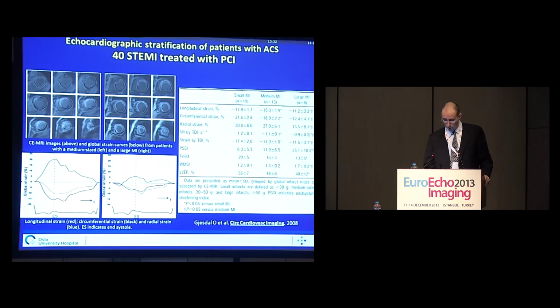decreased in all directions. When we look at the table, we can see that longitudinal and circumferential strain by speckle tracking and strain rate and strain by tissue Doppler imaging could not only separate large from medium and small sized infarction, but also between small and medium sized infarction. So it is a sensitive method, more sensitive than traditional methods like ejection fraction and wall motion score index.